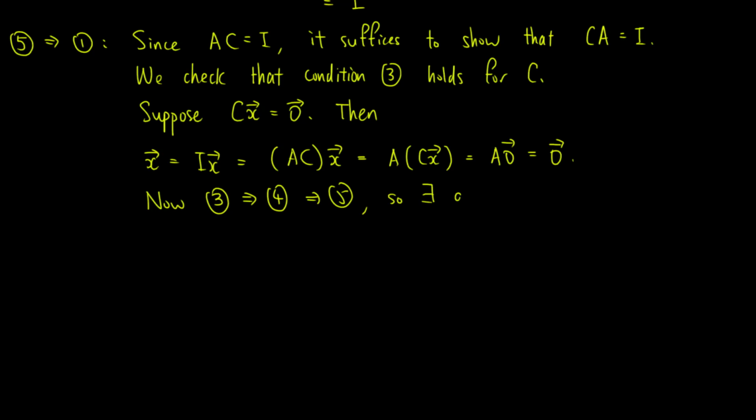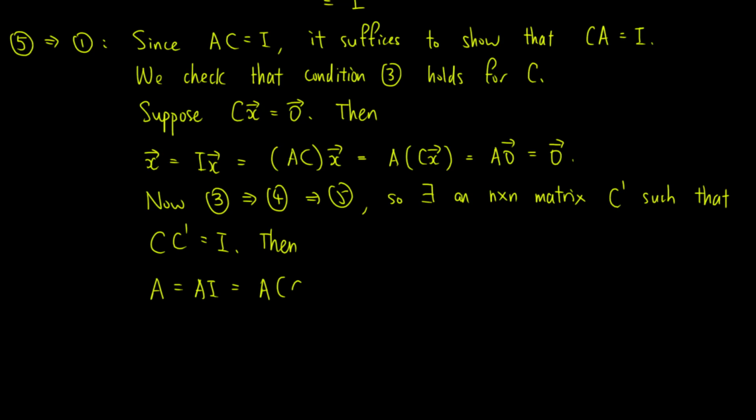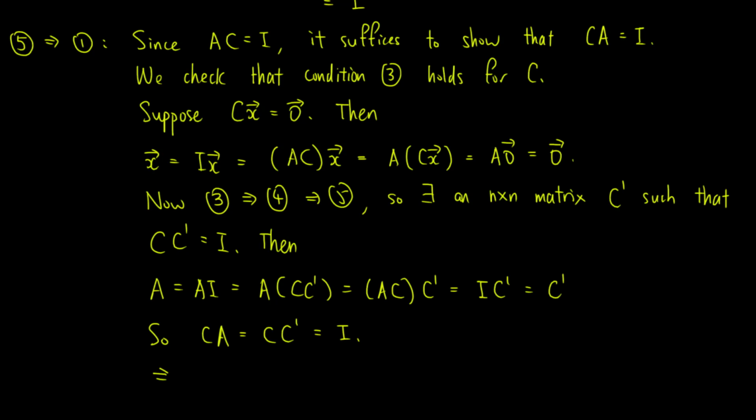So there exists an n by n matrix, say C prime, such that C times C prime equals the identity matrix. Then, A equals A times I, which equals A times bracket C times C prime, and using associativity, this equals bracket A times C times C prime, which equals I times C prime, which is C prime. So we have C times A equals C times C prime, which equals I. Hence, A is invertible with inverse C.